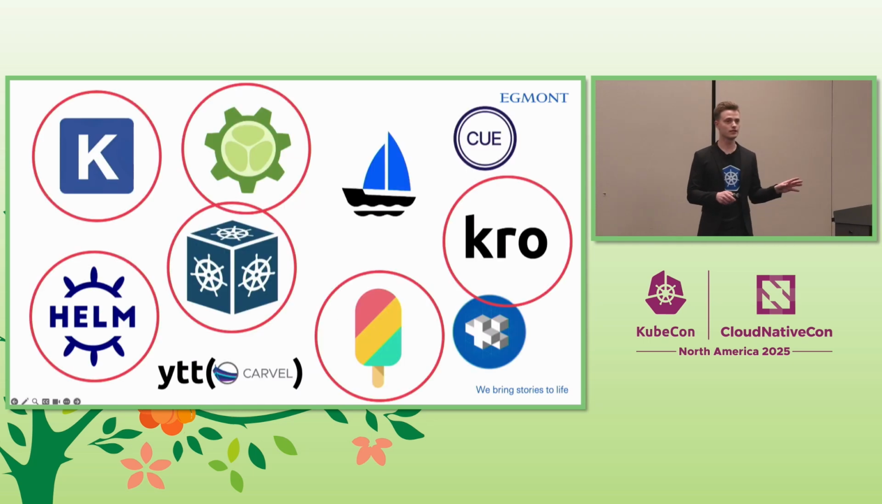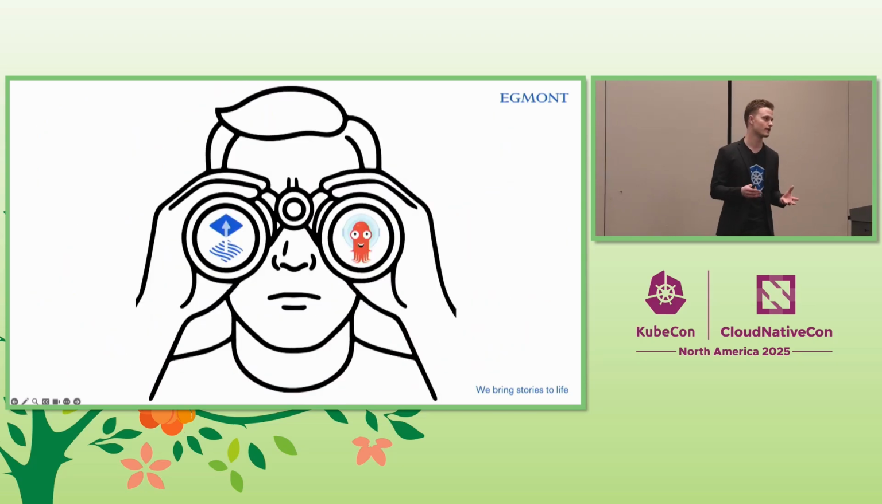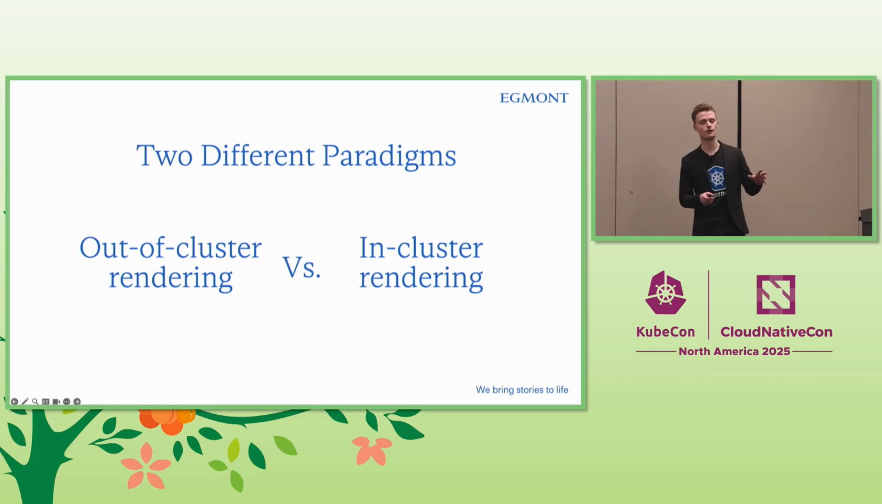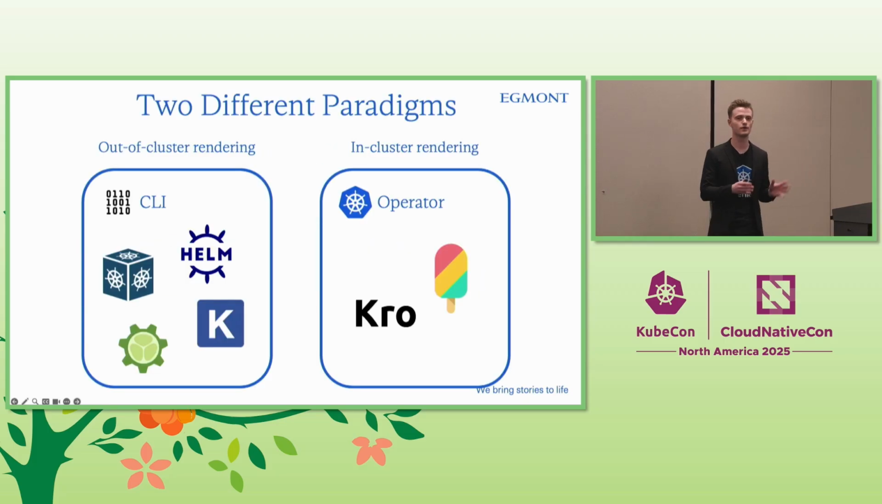So we're going to look at these 6 tools through the lens of GitOps and see how it feels to work with them in a GitOps setting. The first 2 concepts I'll introduce you to are this paradigm called out-of-cluster rendering and in-cluster rendering. I think the simplest explanation is that out-of-cluster rendering tools are basically just CLI tools, something you can execute on your machine, and you get an output, and it's usually deterministic and very simple to use.